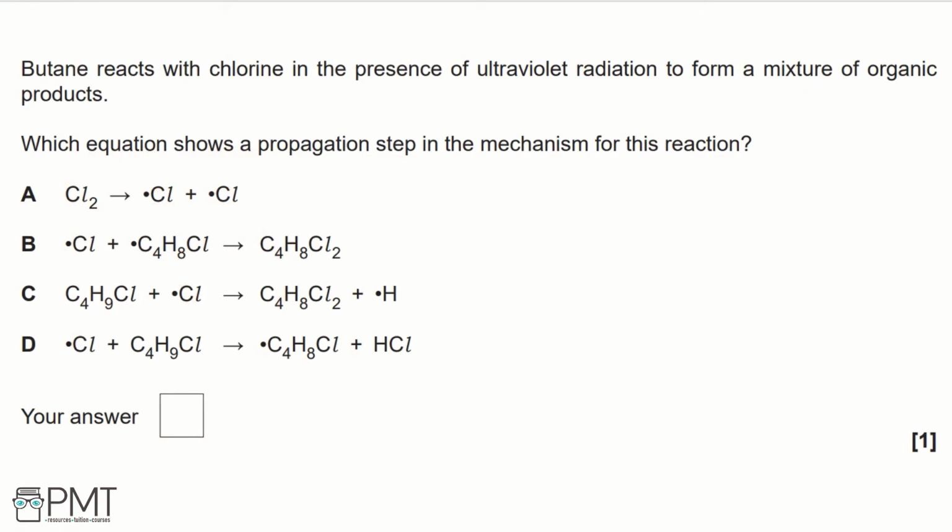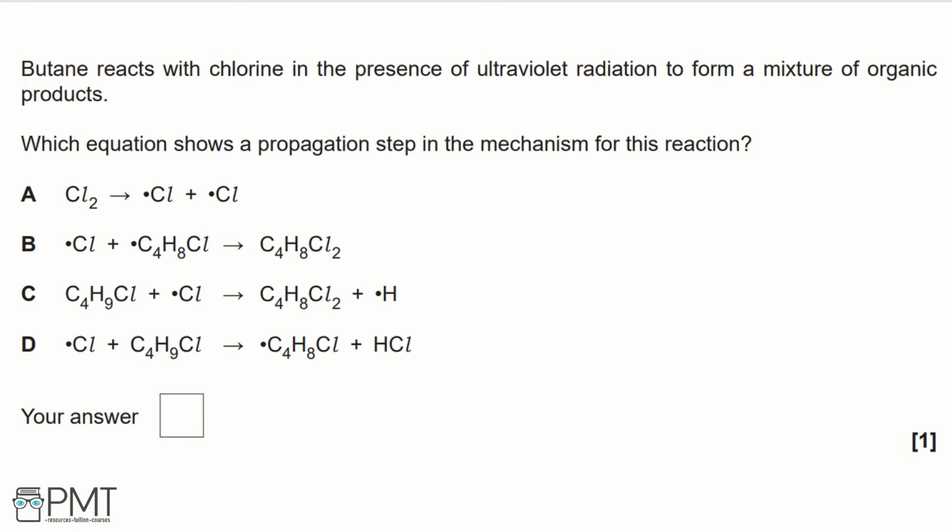Butane reacts with chlorine in the presence of ultraviolet radiation to form a mixture of organic products. Which equation shows a propagation step in the mechanism for this reaction? A. Cl2 makes 2 Cl radicals. B. A Cl radical and a C4H8Cl radical make C4H8Cl2.